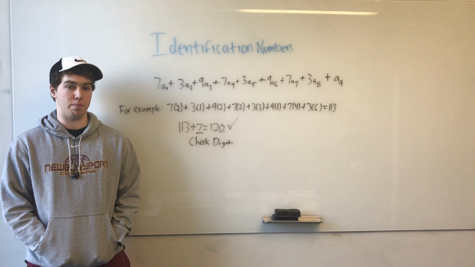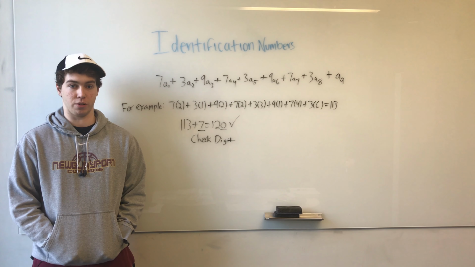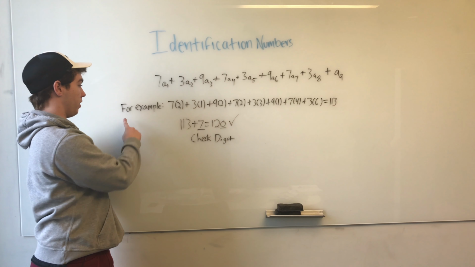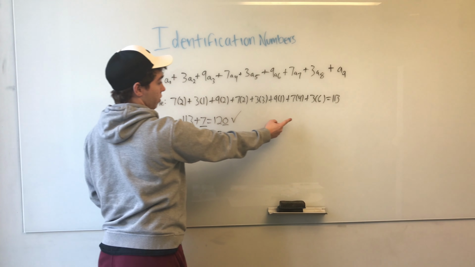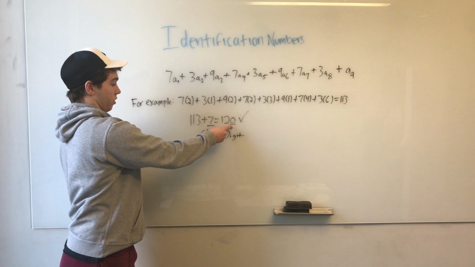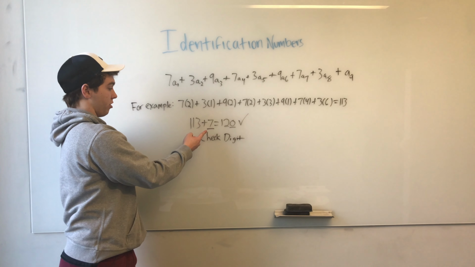Another system used by banks is the bank identification number system. It uses 8 digits, excluding the check digit, and it has weights of 7, 3, and 9. In this example, using all of these numbers, the total sum is 13. So in order to get this ending in 0 or divisible by 10, the check digit would be 7.